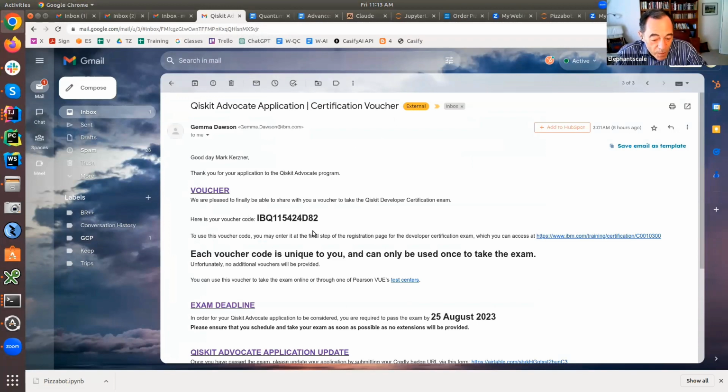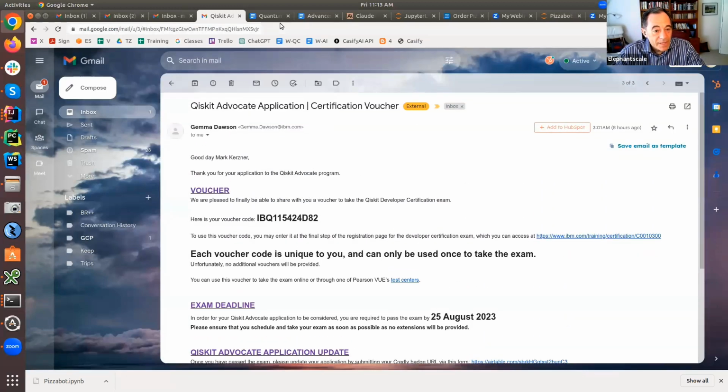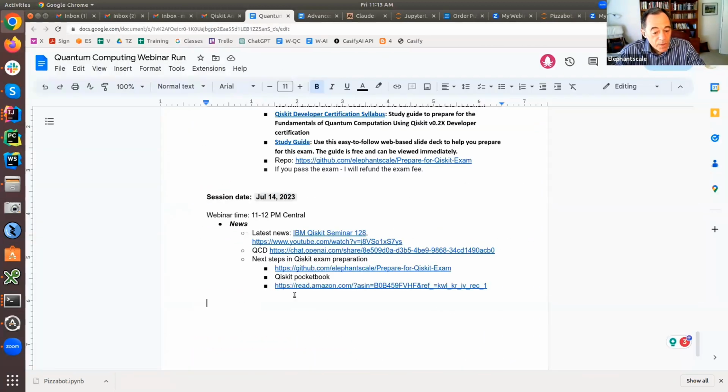So I invite everybody to do this. You remember I offered to pay for your test once you pass it, but I will be investigating this. So practically, that means that there is a great program and I'm going to go through that program and you can go with me. You don't have to become a Qiskit advocate, but if you want to prepare for the exam, that's what you can do.